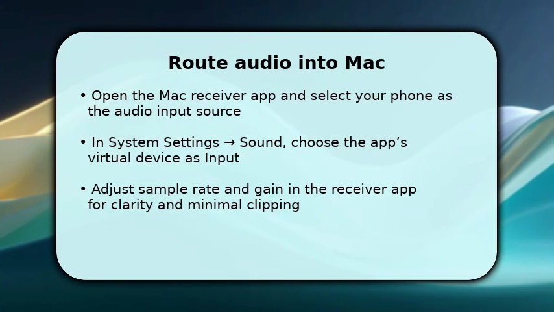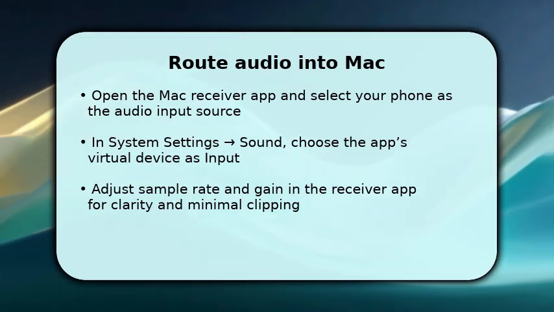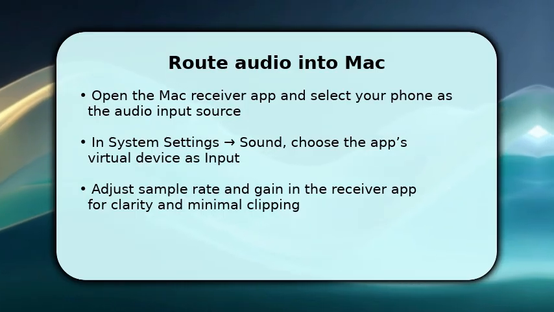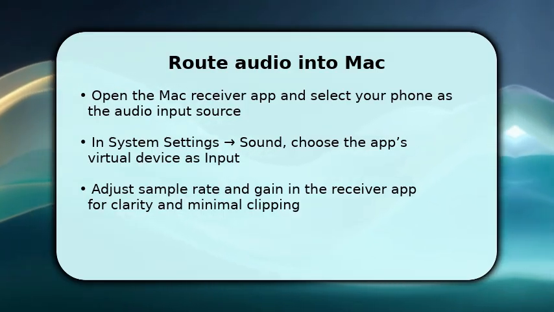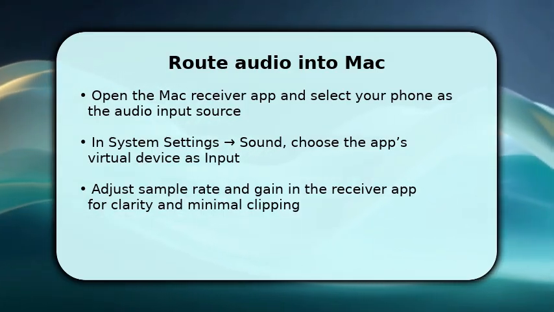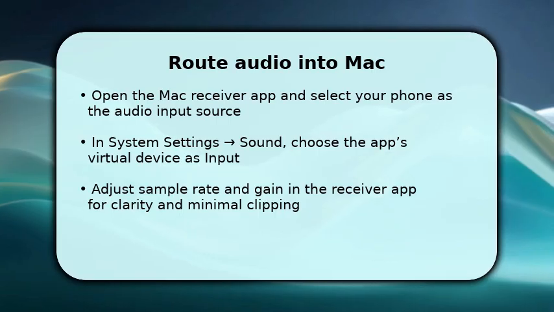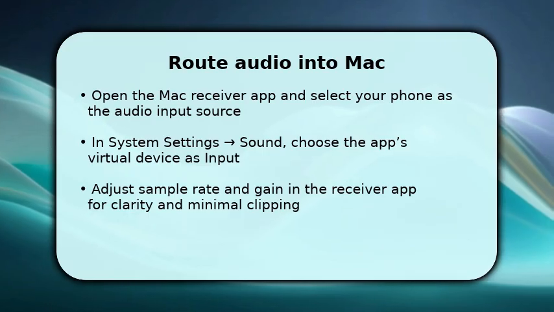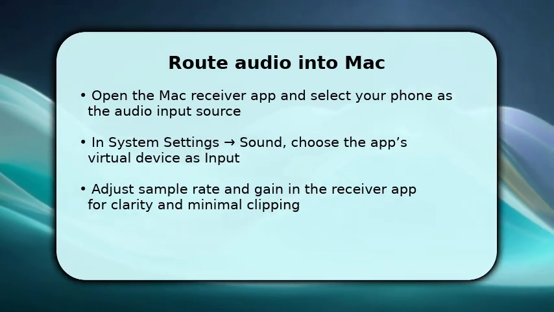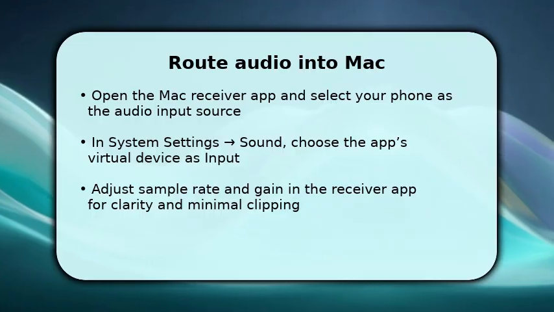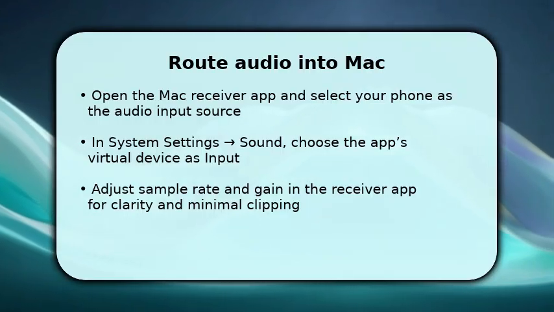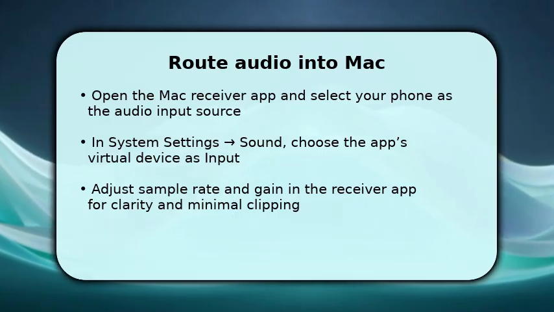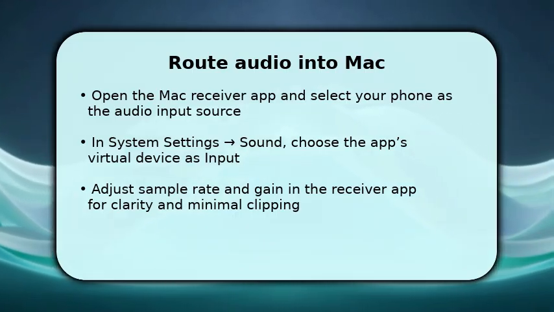Next, route the phone's audio into the Mac so apps can use it. Launch the receiver on your Mac and select your phone from the device list. The app typically creates a virtual input device. Then open System Settings, go to Sound, and pick that virtual device as the input. Adjust sample rate and gain inside the receiver to match your use case. Higher sample rates increase quality, but marginally increase CPU. Make sure levels peak without clipping so recordings and calls sound clean and natural.